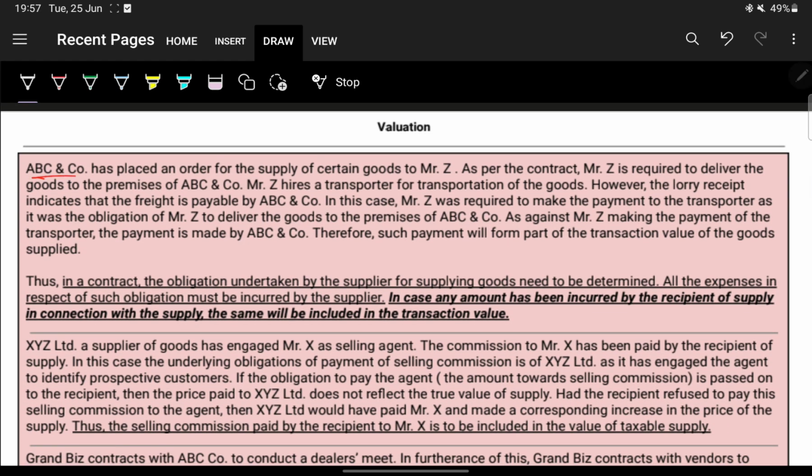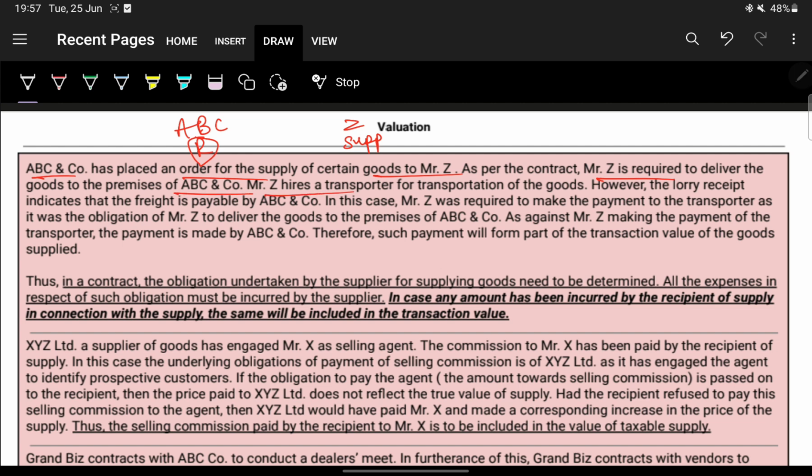Now ABC and Co has placed an order for supply of certain goods to Mr. Z. Okay, so ABC is the recipient here, and Z is the supplier. As per the contract, Mr. Z is required to deliver the goods to the premises of A, B, C and Co.